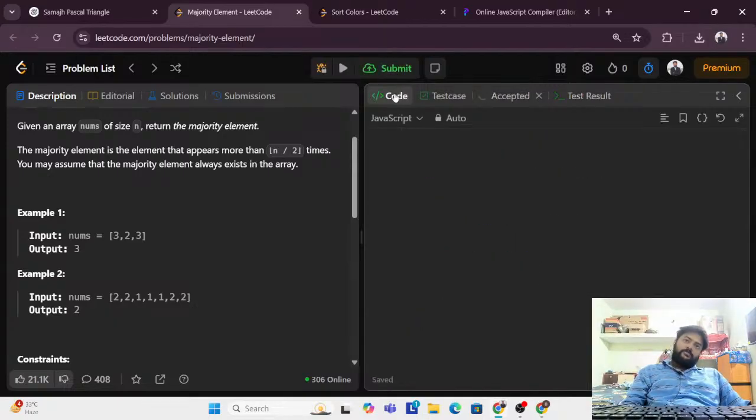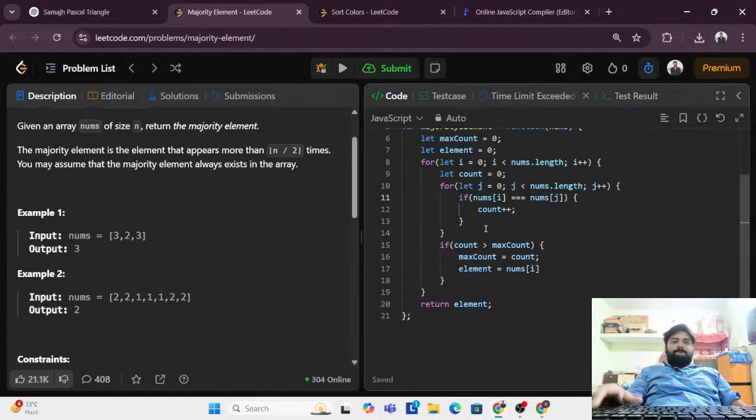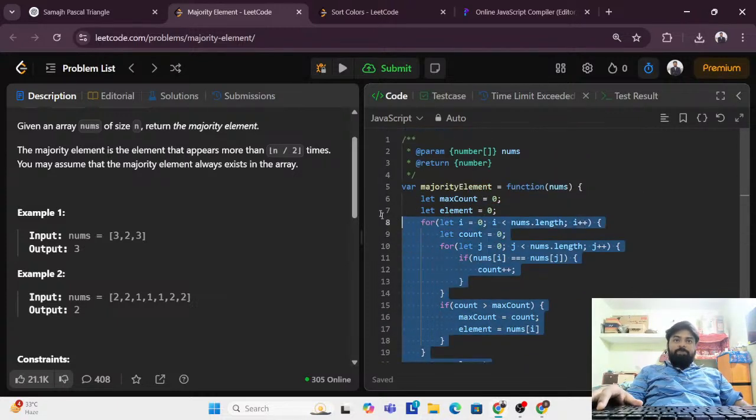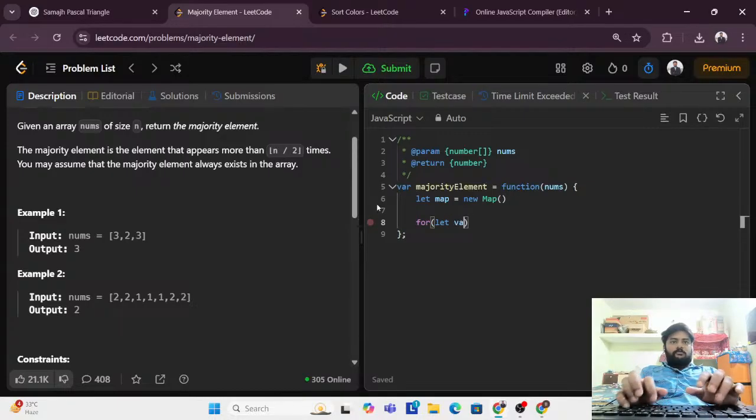So I have solved this one more solution, but you know, in between I was talking about whether we can use any hashing or any sort of map. So let's try using that only. Let's do a map, new Map. What I'll do is basically loop through it. Let the value of nums... We need indexing.